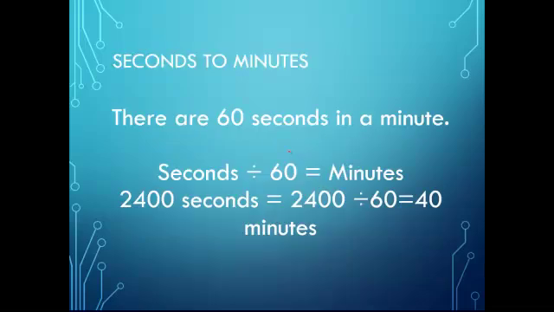What about customary units of measurement of time? If I want to transfer from seconds to minutes, I'll divide by 60. So if I have 2,400 seconds, I'll divide this 2,400 by 60, and that will give us 40 minutes.